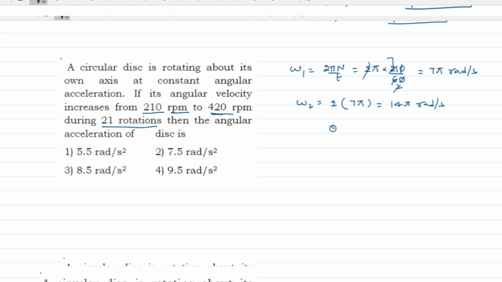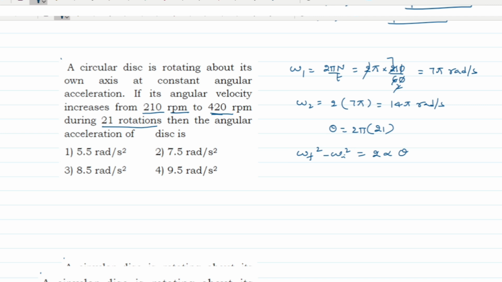So theta is the angular displacement. 2 pi into how many rotations it is completing, here 21 rotations. So theta equals 2 pi into 21. Then we need to calculate the angular acceleration of the disc. That's nothing but omega final whole square minus omega initial whole square, which will be equal to 2 into alpha into theta.